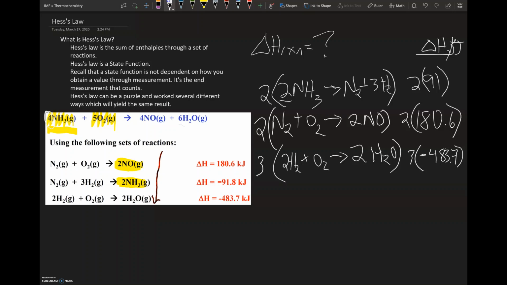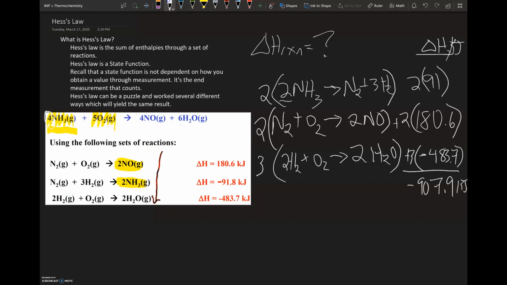Now what we're going to do is combine the steps and cancel out like terms. Math-wise, we're just going to follow what Hess's law states, which is the sum of the enthalpies. So we're going to take these three different things and add them together. We're going to have 2 times 91.8 plus 2 times 180.6 plus 3 times negative 483.7. And we end up with negative 907.9 kilojoules.